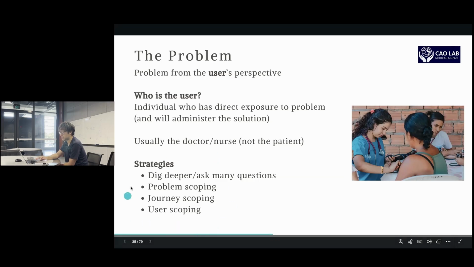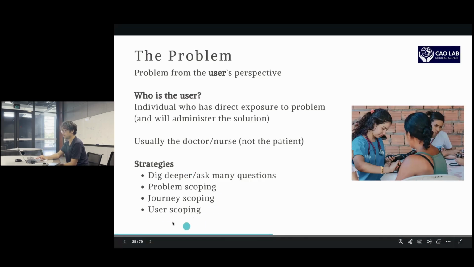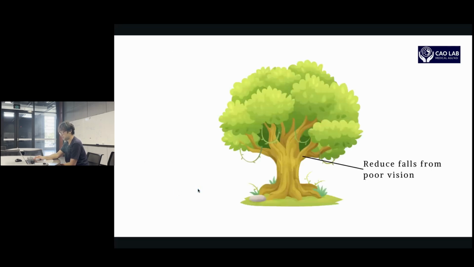There's a couple of strategies that you can do to figure out more about the problem. The first one is to dig deeper and ask many questions, like that vignette. There's many questions you can ask. But then there's also a bunch of scoping activities that you can think about to brainstorm new problems. The first one is known as problem scoping. Problem scoping basically means that we think about a smaller version of the problem, a larger version of the problem, and then a parallel version of the problem.